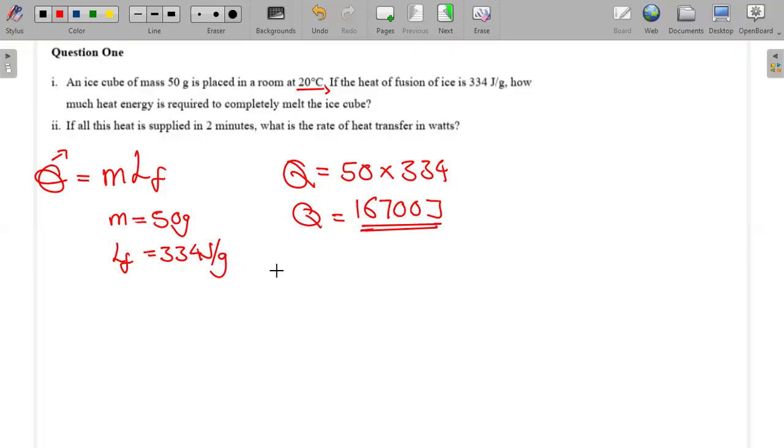So what are we going to say? We're going to say the power here, which is the rate at which the heat is being supplied, will be equal to the heat itself divided by time, where P is power, Q is the heat energy itself, and t is time. So the heat energy we've already calculated in part one to say it's 16,700.